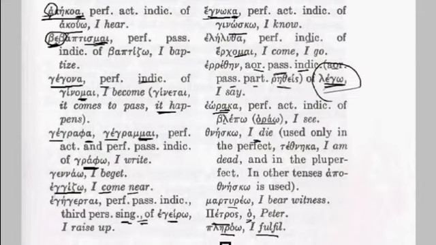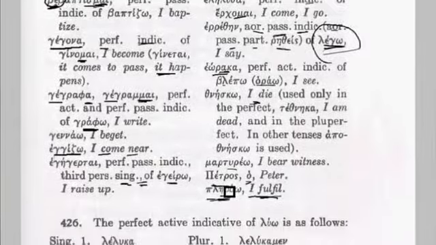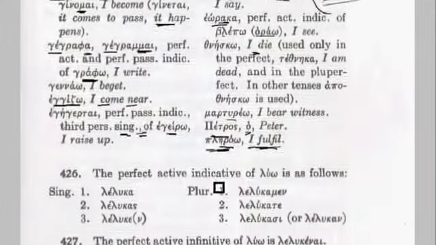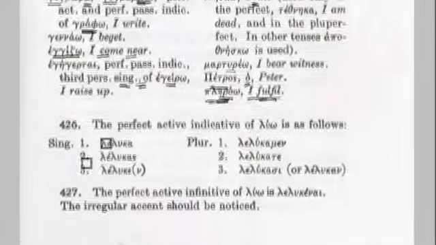And then finally, pleroo, "I fulfill." And so this is a verb that, contract verb, as you can see, that is used in various ways in the New Testament, but usually in connection, of course, with fulfilling of prophecy, that sort of thing. All right, well, let's take a look now at the perfect active indicative endings of luo.